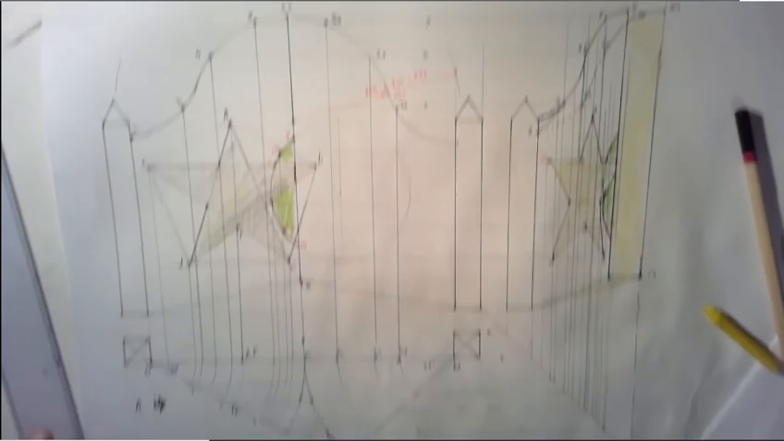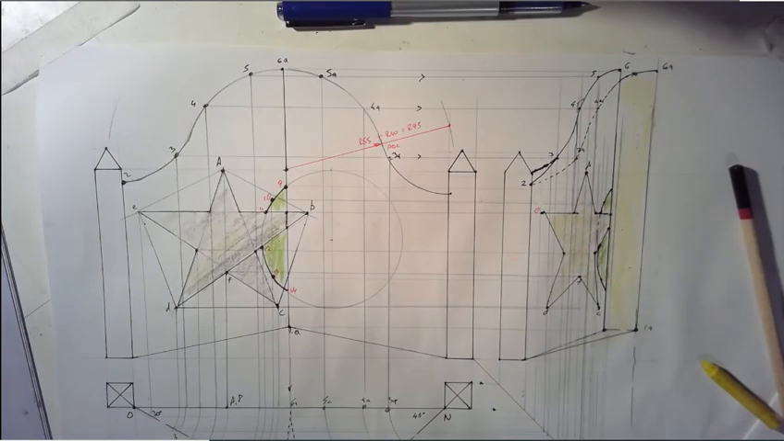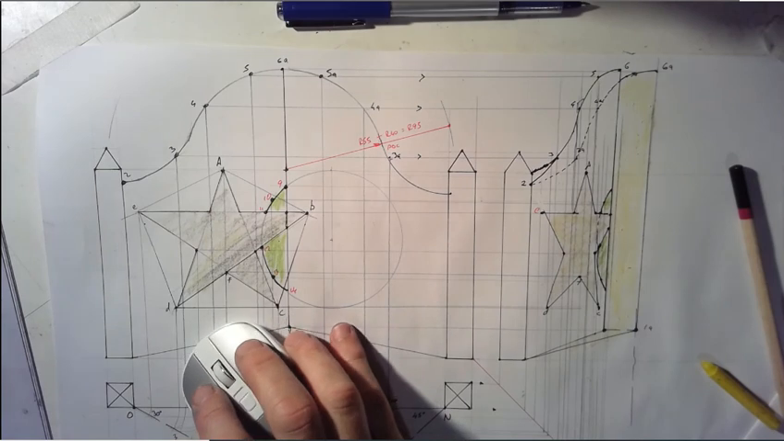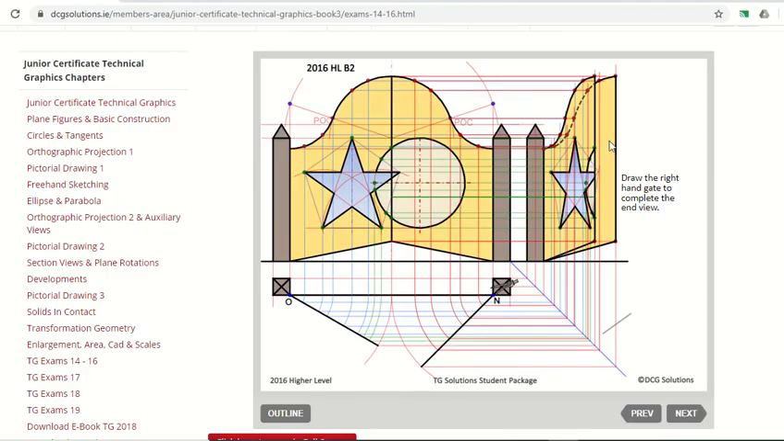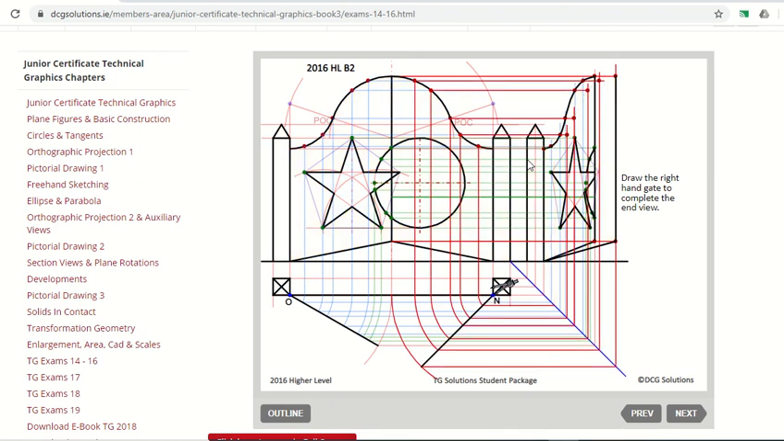Alright, so maybe if I go and show you the answer on the DCG solutions, you get an idea what I was trying to say about the outside of it. Again, you can pause these videos if you go back and between the right hand side and the left hand side.